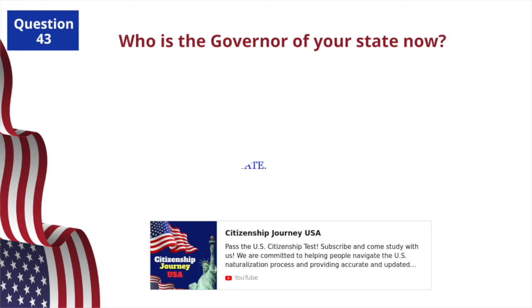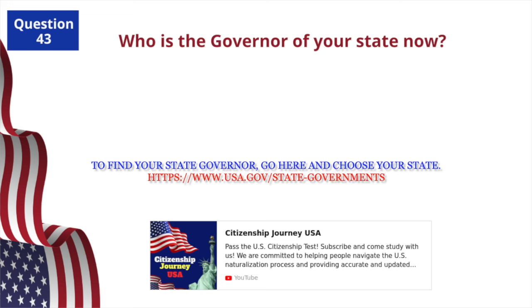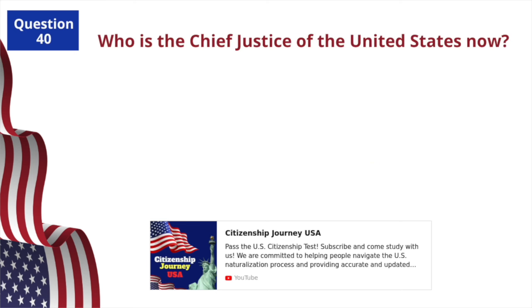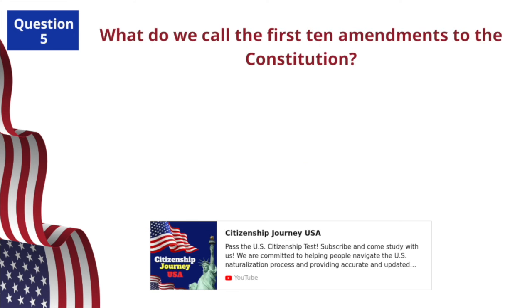Who is the governor of your state now? Who is the Chief Justice of the United States now? John Roberts. What do we call the first 10 amendments to the Constitution? The Bill of Rights.